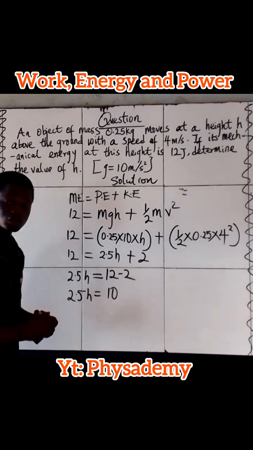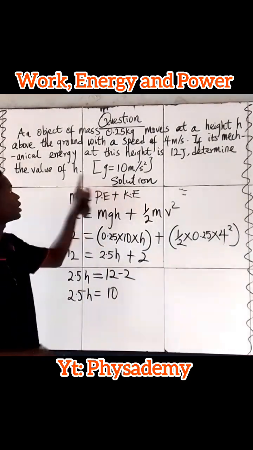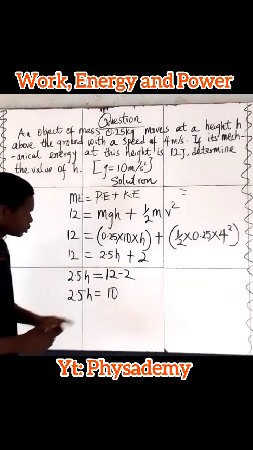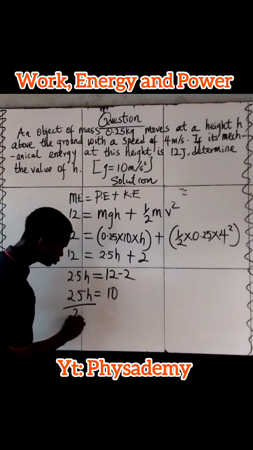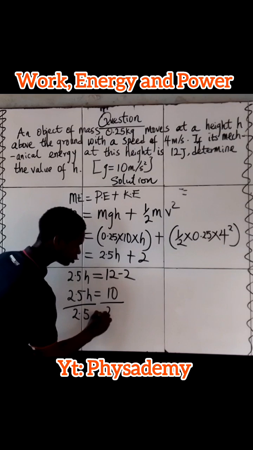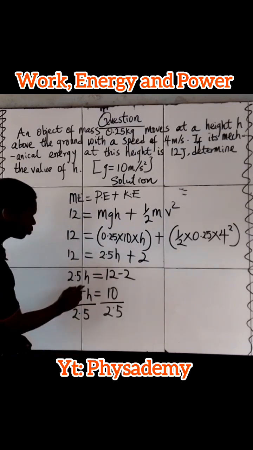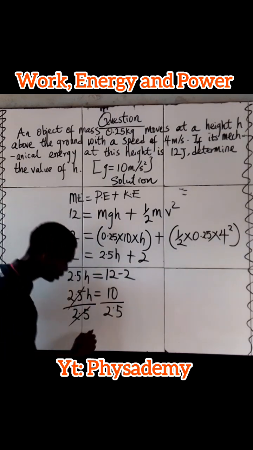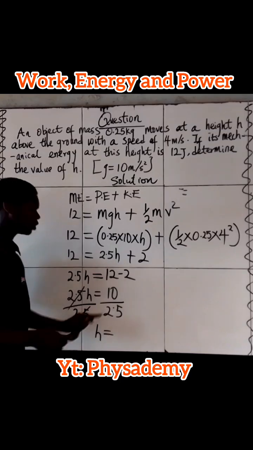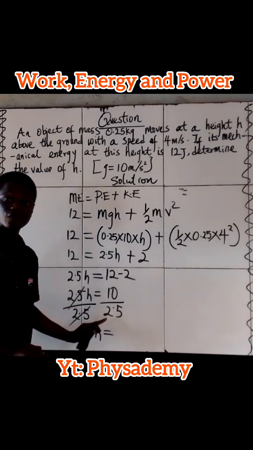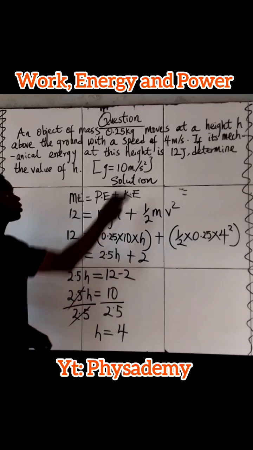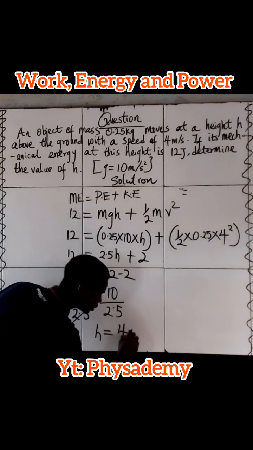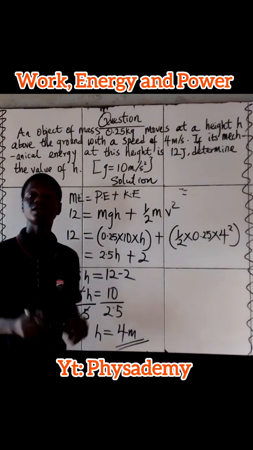And mind you, we are not stopping here because we are asked to determine the value of h. So how do we make h the subject? Divide both sides by what is attached, 2.5 over 2.5. So we cancel 2.5 here. h will now be equal to, when you work 10 divided by 2.5 with your calculator, the answer you get is 4. And because it's height, the unit will be meter. And this is the answer to the question.